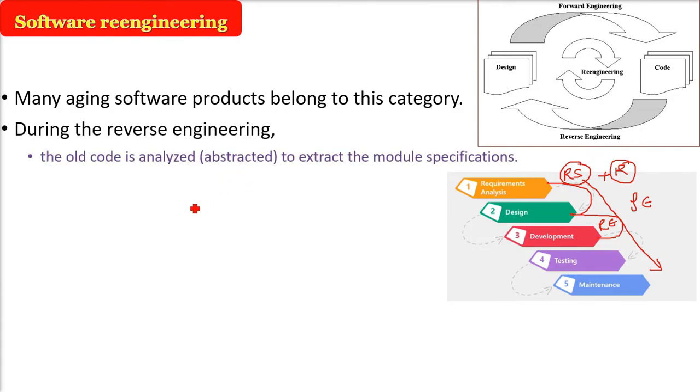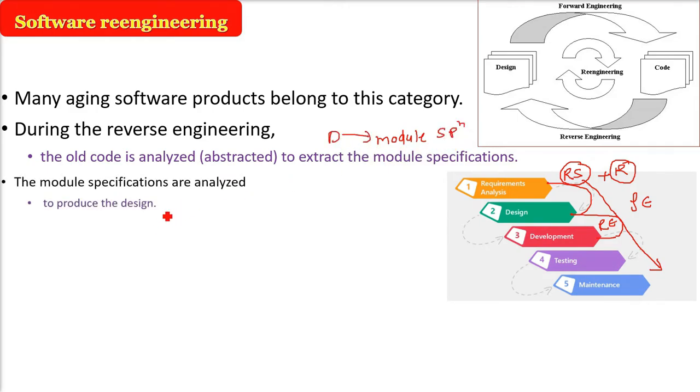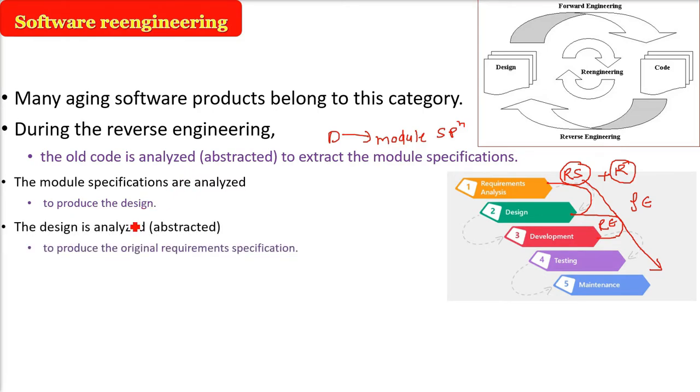During this reverse engineering, the old code is analyzed at every level of abstraction, because we need to extract the module specifications. Now, when you know the module, how the cohesion and coupling are, how the module is being formed, what patterns you have used, and what the architecture is, the module specifications are analyzed in order to produce the design. And then the design is analyzed: what requirements and what use cases finally devised this design. And then you come to the original requirement specification.